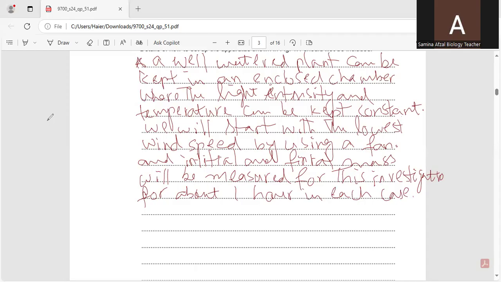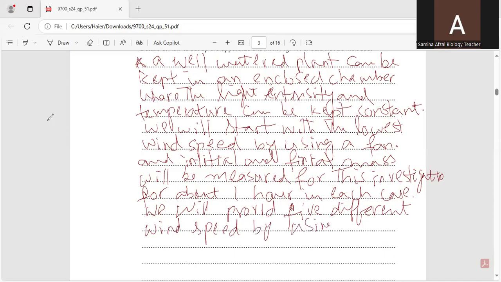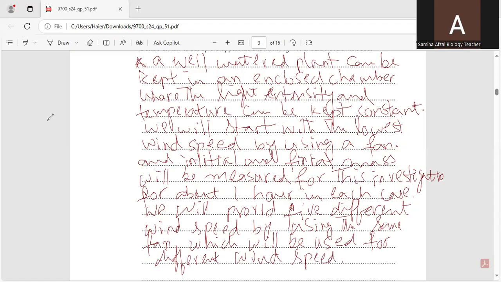Then we will provide 5 different wind speeds by using the same fan, but every time for different wind speeds. Every time wind speed will be increased for this purpose.